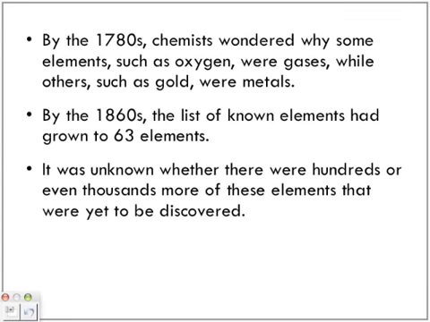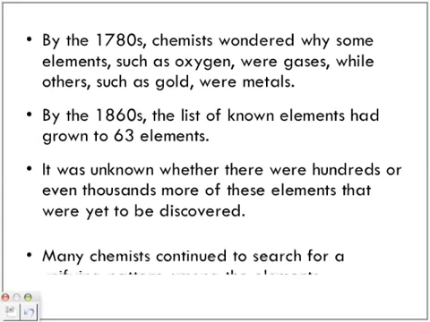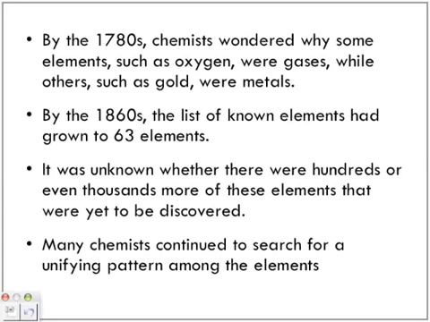It was unknown whether there were hundreds or even thousands more of these elements that were yet to be discovered. As it's obvious, on the periodic table, there's way more than 63 elements. So we know that there have been more. We don't know if there's even more that have yet to be discovered. Many chemists continued to search for a unifying pattern among the elements.